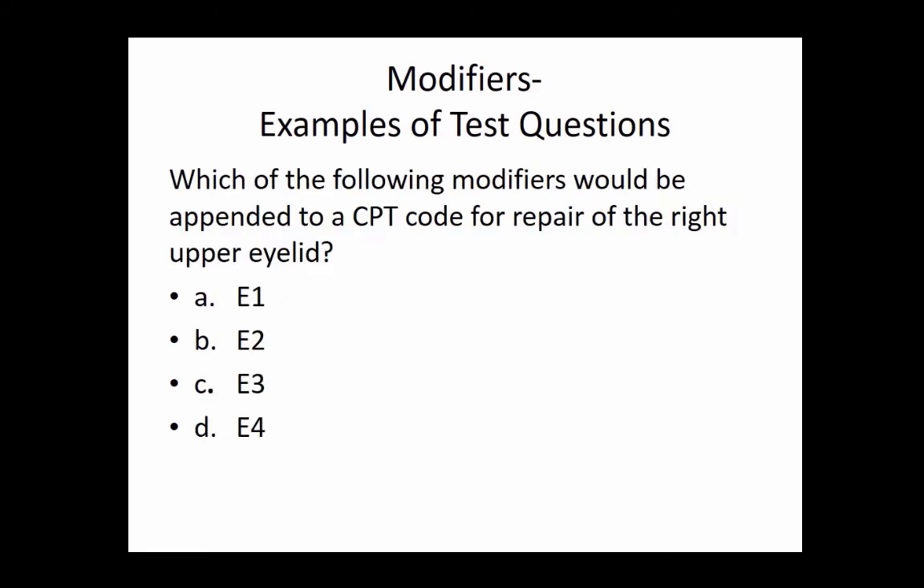Which of the following modifiers would be appended to a CPT code for repair of the right upper eyelid? And looking on the back of the front cover, you see E3.